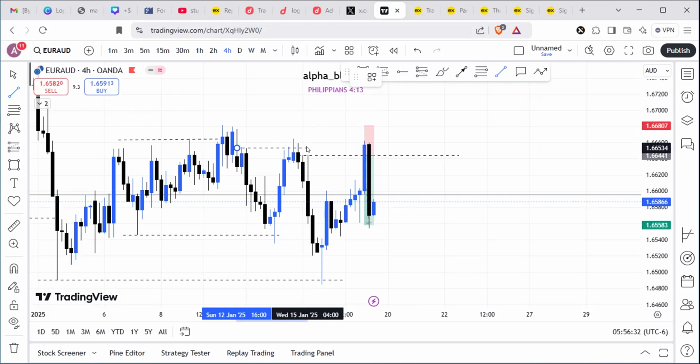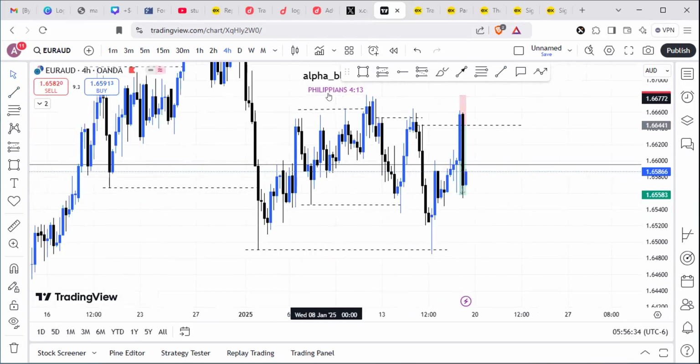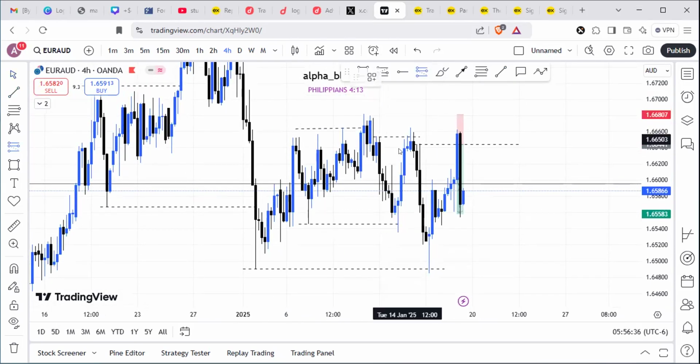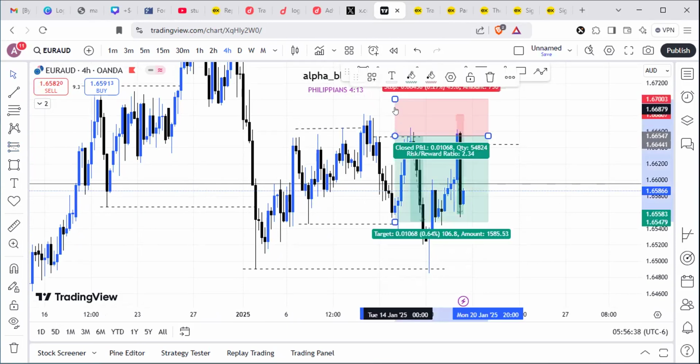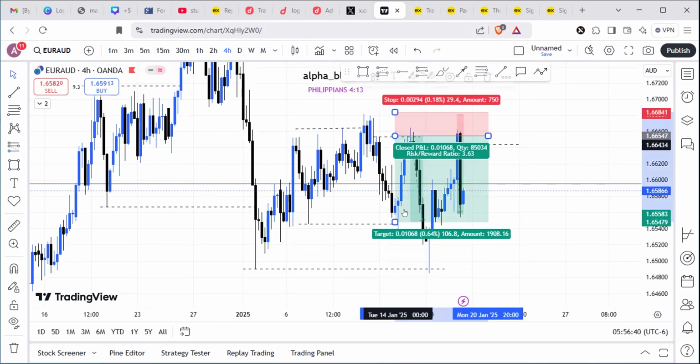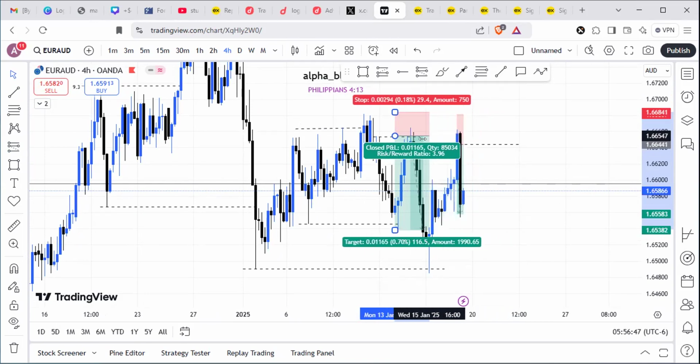I didn't see this when it happened. If not, this could have been an entry. You put your entry here, stop loss above here, with your TP right here. Like a nice 1:24, right? But I didn't catch this move. So what then did I see?